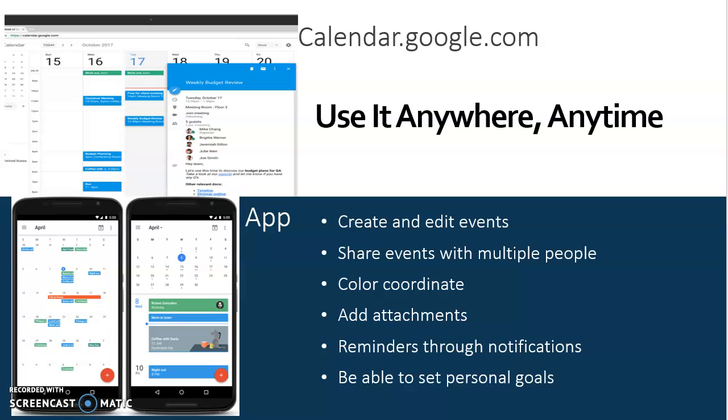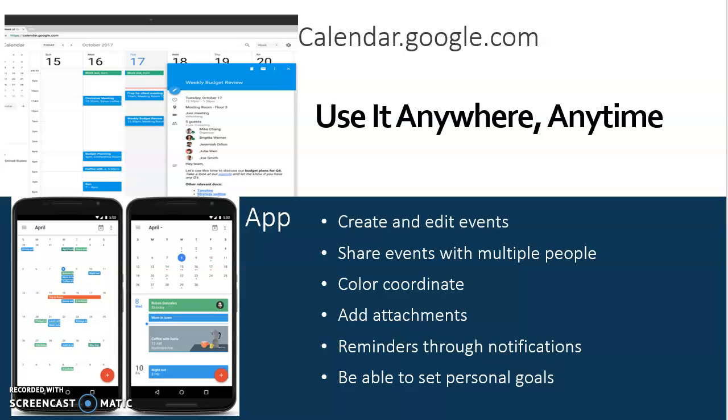Google Calendar can be found online by visiting calendar.google.com, as well as using the app on your phone or even tablet. It is convenient since you can use it anywhere and at any time. With Google Calendar, you're able to create and edit events. You can also share these events with multiple people if you would like them to see it.